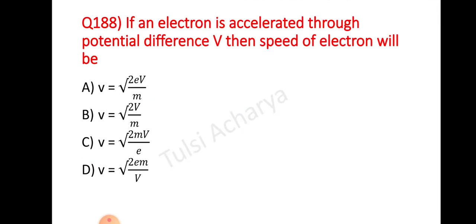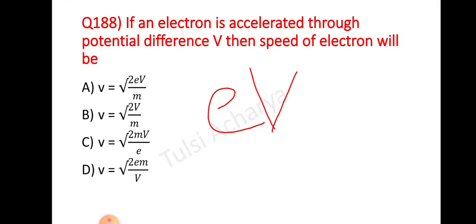Question number 188. If an electron is accelerated through a potential difference V, then the speed of the electron will be. If an electron is accelerated with potential difference V, then the energy will be e into V.